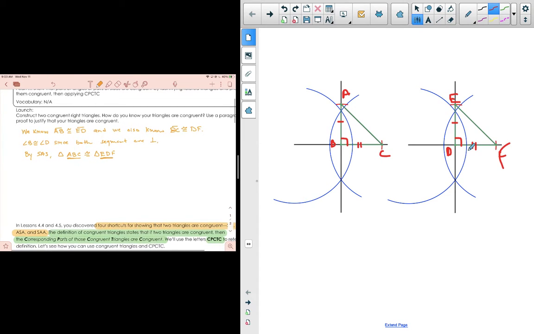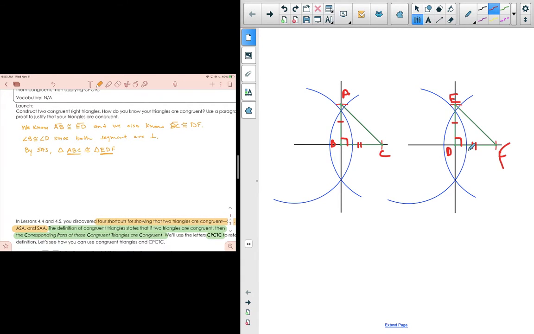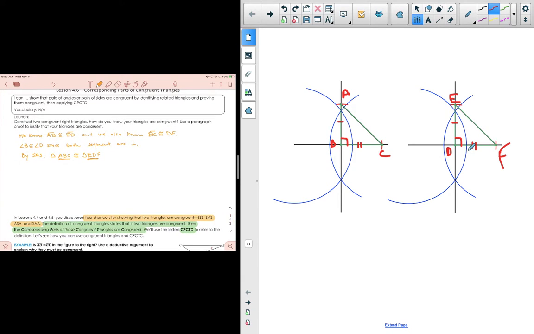Okay. So in 4.4 and 4.5, we discovered 4 shortcuts for showing that 2 triangles are congruent. Those shortcuts were side-side-side, side-angle-side, and angle-side-angle, and so forth. And what we learned is if we have corresponding parts on triangles, where we have three corresponding sides that are congruent, or a side-angle-side that's congruent on one triangle to the corresponding parts on another triangle, then we know those two triangles are congruent, regardless of what we know about the rest of the parts of the triangle.